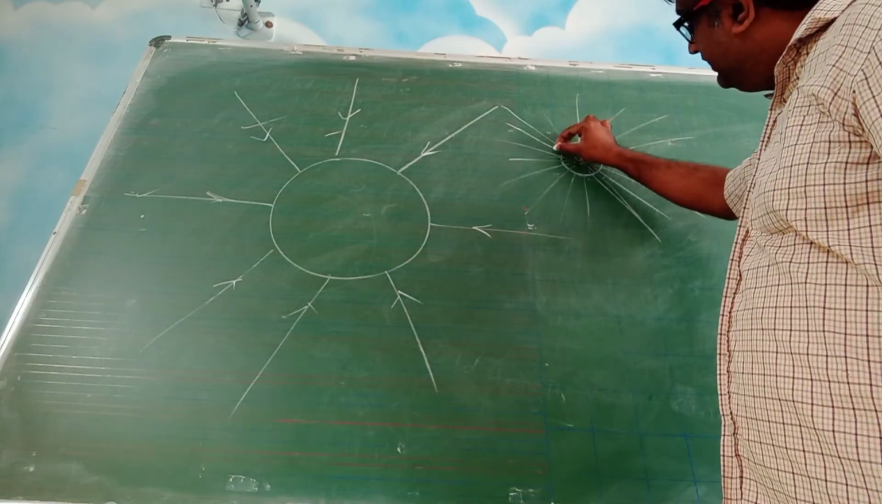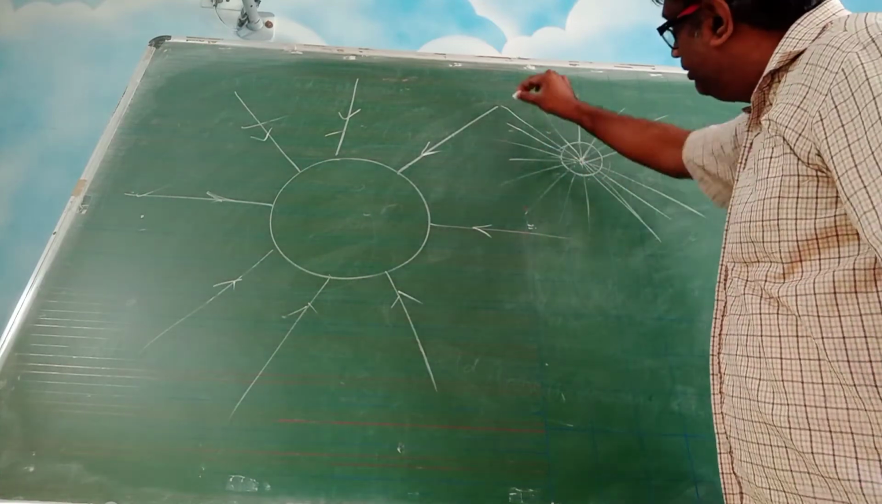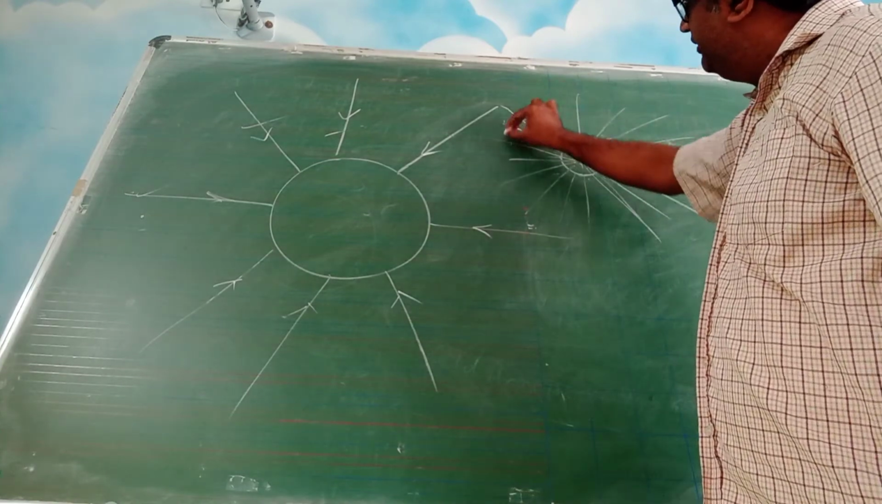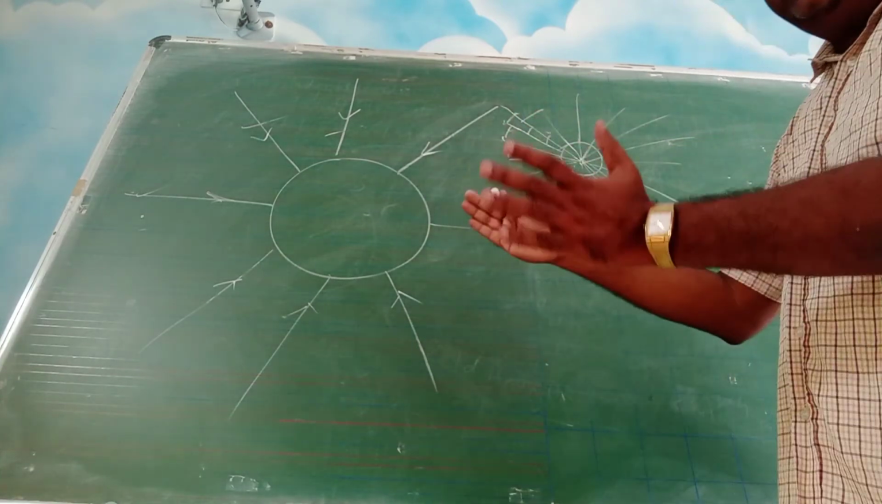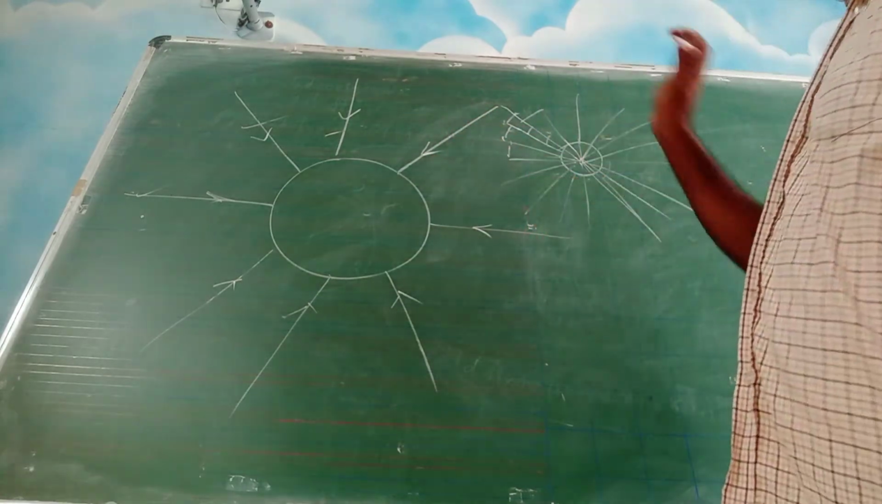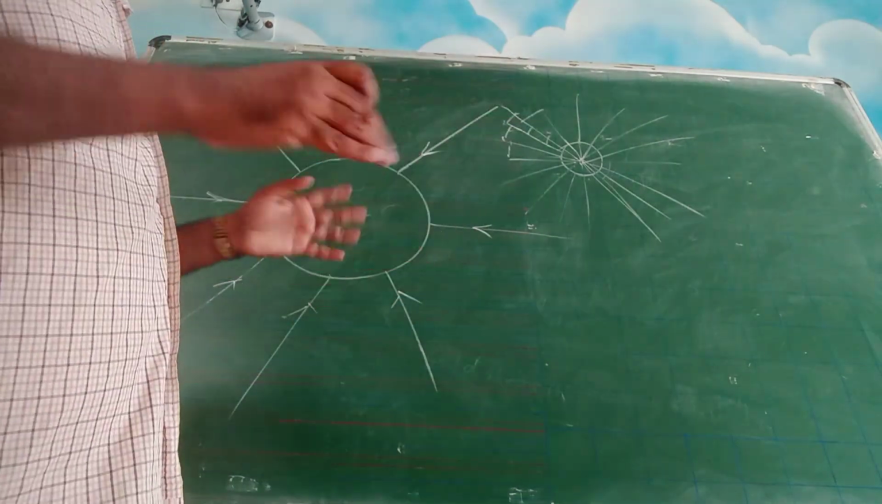Closer to the earth, these lines are very, very tightly packed. But when you go distance, what is happening? The distances between the lines are increasing. So the closer the lines, the stronger the field. Farther the lines, weaker the field.